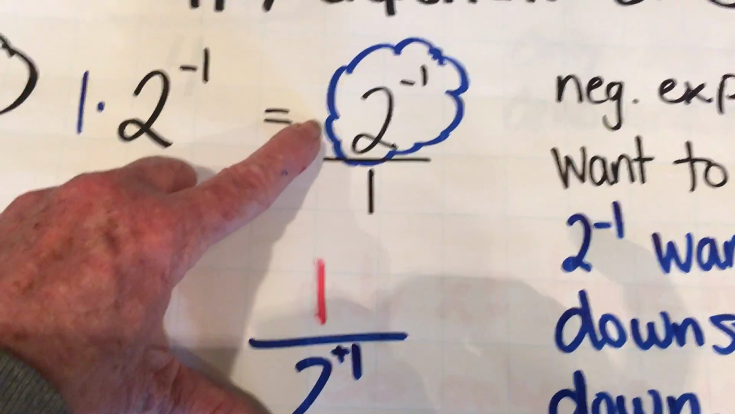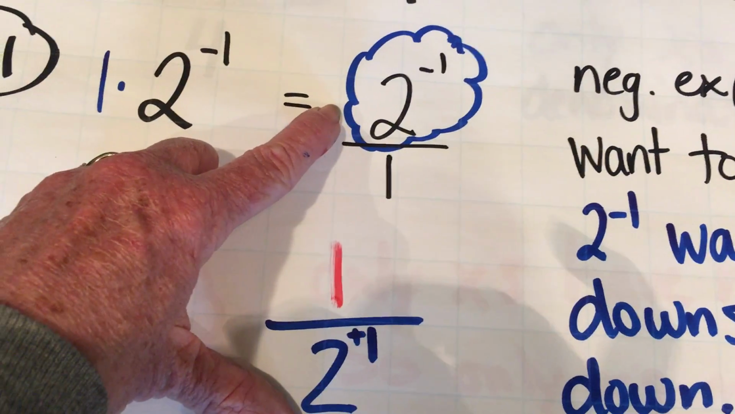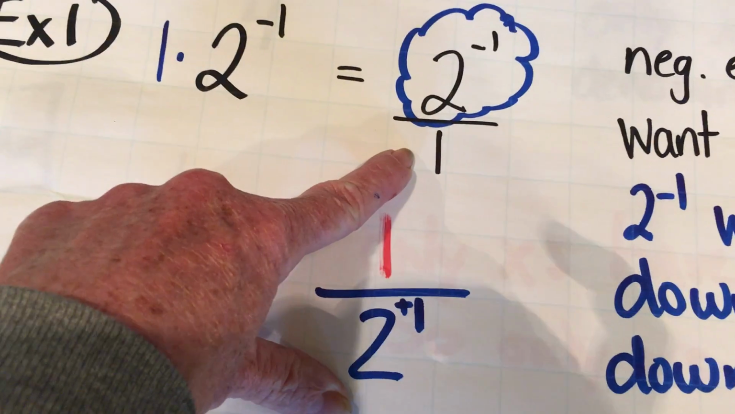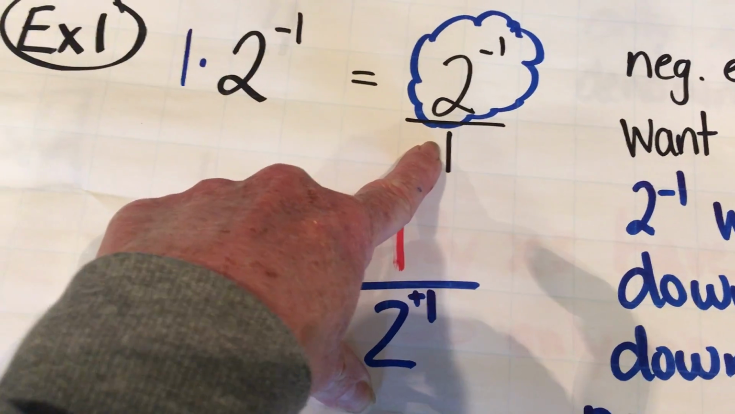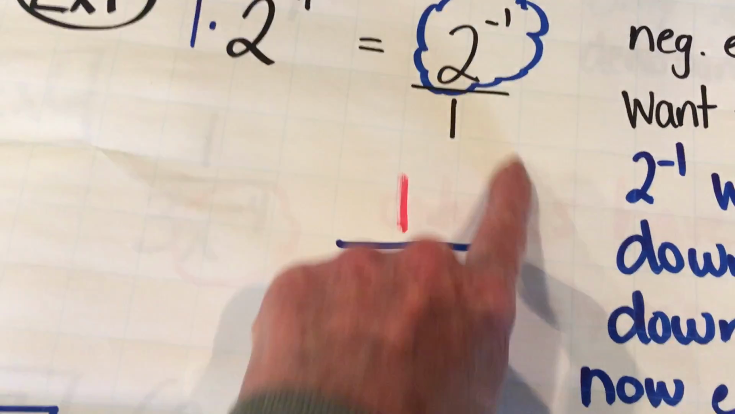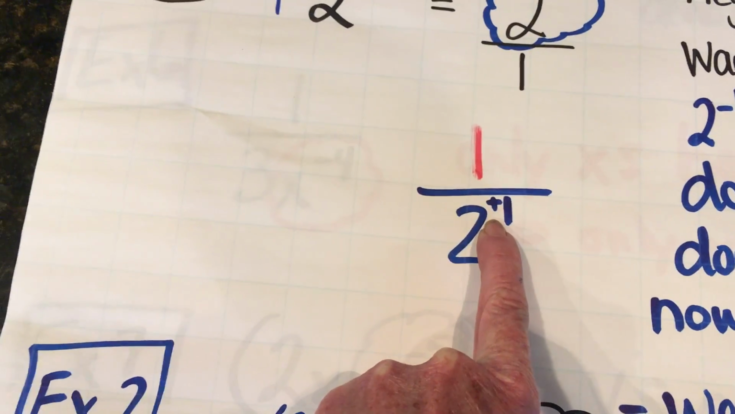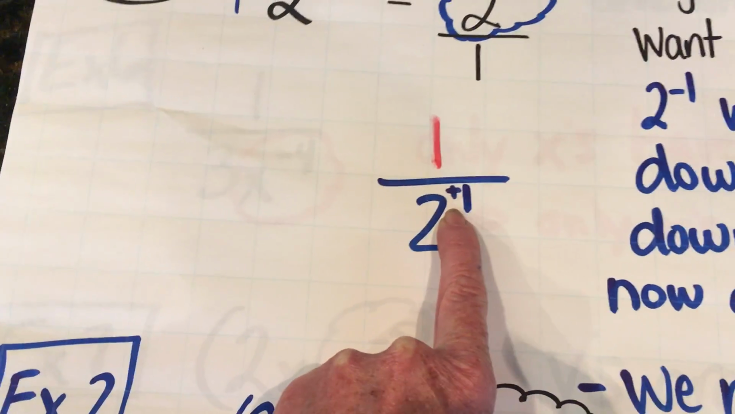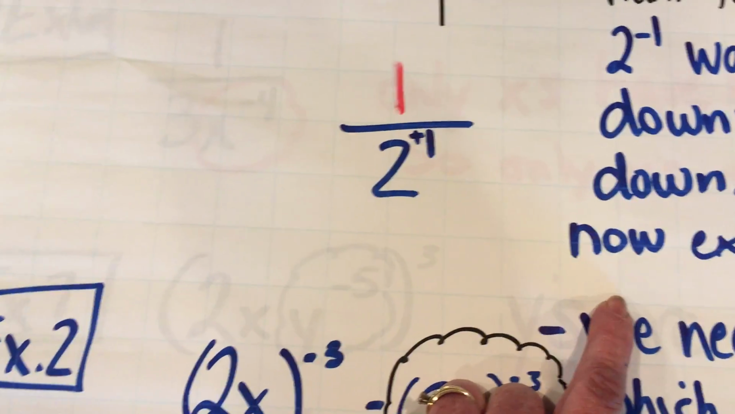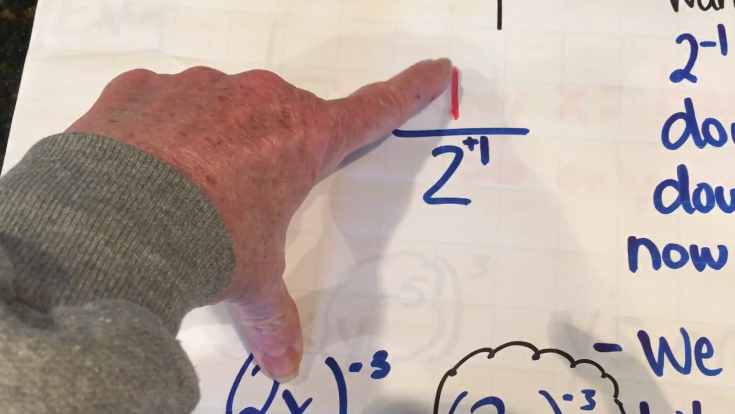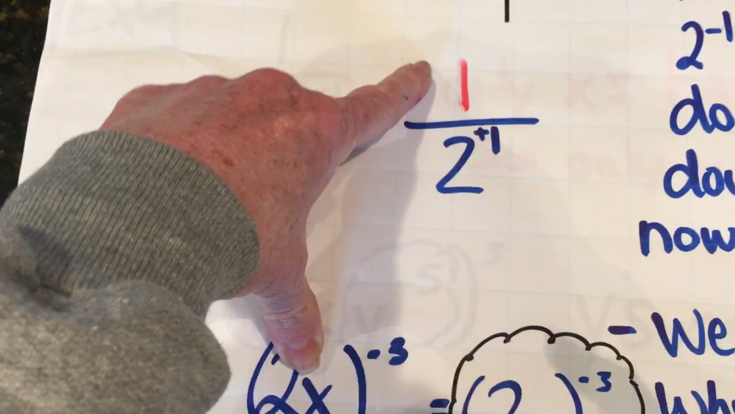So this 2 to the negative 1 is going to be written as over 1, because we can make anything a fraction by multiplying it by 1. We're going to move it downstairs. It now becomes a positive 1 when it's in the denominator. It's happy. It's where it wants to be. We need a placeholder to put where it was at, so a 1 is going to go there. So we've got to have something that stays up top.